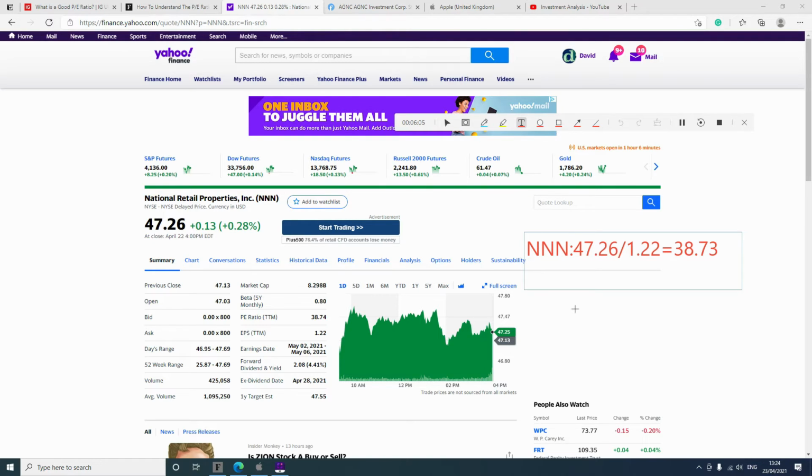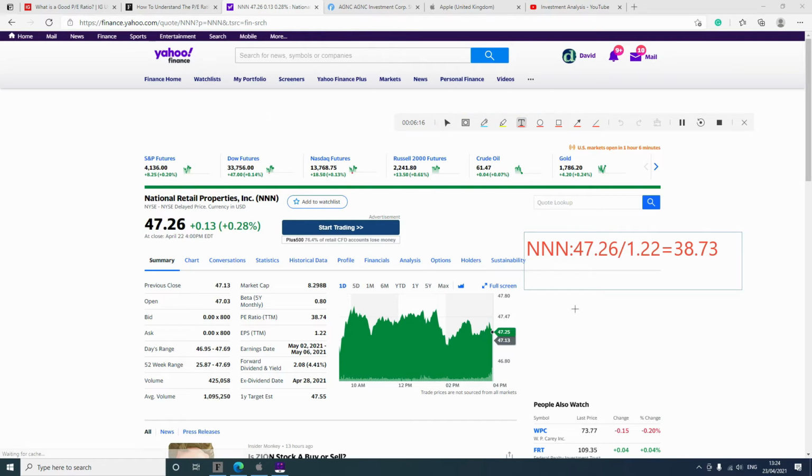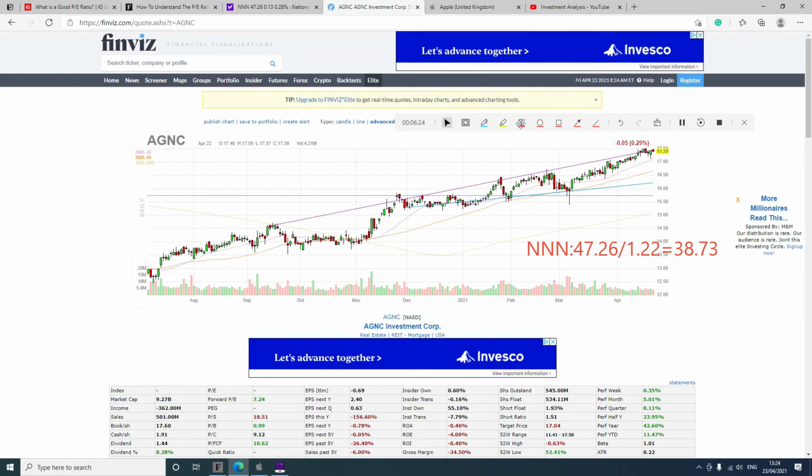Well, it means the stock is trading at 38 times its earnings per share, and that is what you are willing to pay as an investor if and when you buy these shares. And then let us look at AGNC. Let's quickly do the same thing here. What do we have here?